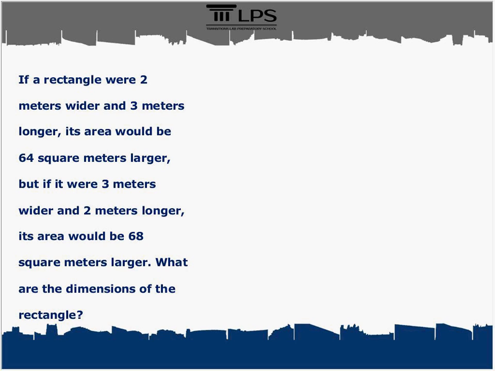If the rectangle is 2 meters wider and 3 meters longer, its area would be 64 meters squared larger. If it is 3 meters wider and 2 meters longer, the area is 58 meters squared larger. What is the area of the rectangle? In this question, what I meant is that you take the information first, then take the decision.